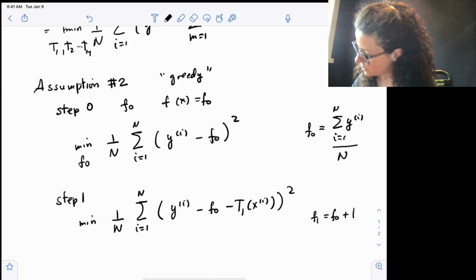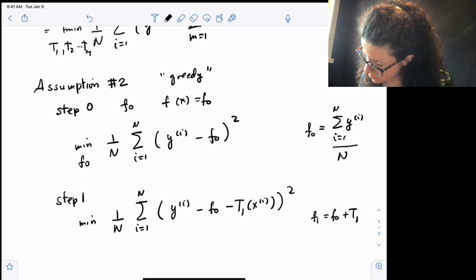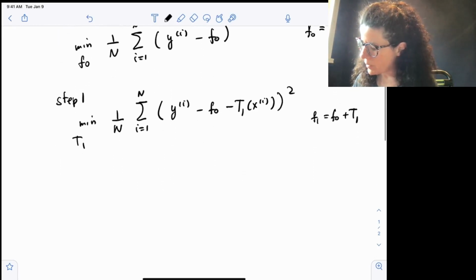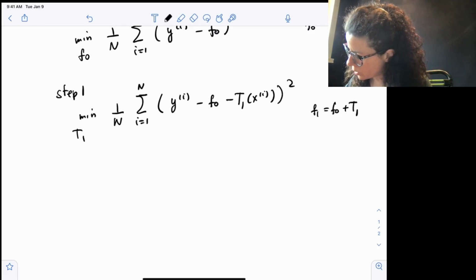And again, the assumption is that the function that we have right now is f1, which is equal to f0 plus t1, right? So we have f0, and now we want to minimize this with respect to all of the parameters of t1. So what are the parameters? Let's remind ourselves, what are the parameters of t1? Remember, t1 is a tree, right? And we talked about this before.